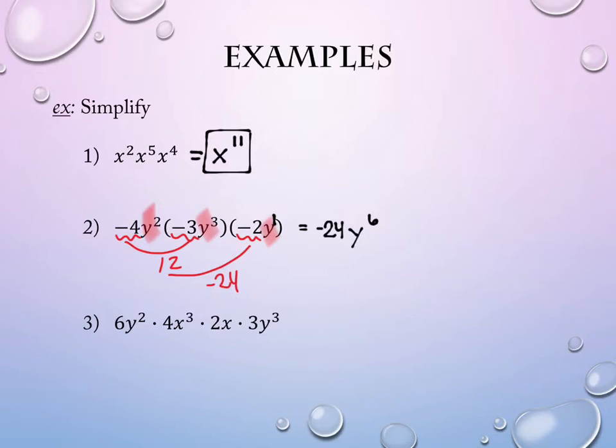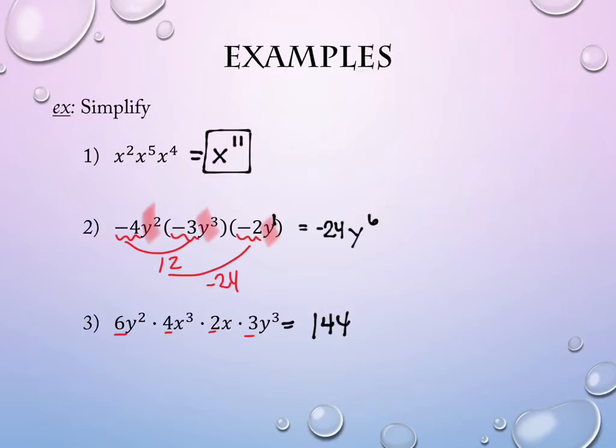Number 3 is a little bit different. What's going on in number 3 that's a little bit different? There are 2 variables. What that means is that we can't combine the variables into a single variable because they're different. I mean, that's really what it means. All the numbers we can deal with just like we did in problem 2. So I can take 6 times 4 times 2 times 3. What is 6 times 4 times 2 times 3? Feel free to grab a calculator if you want to. 144. This is 144, yeah. So this is 144.